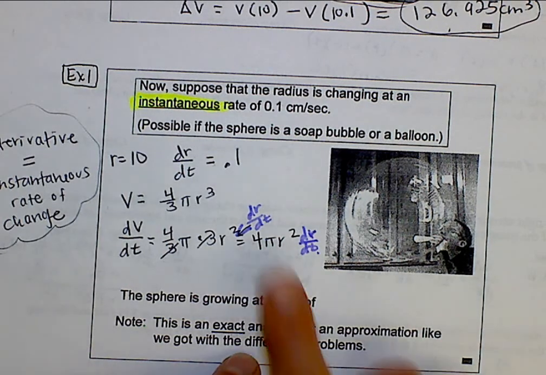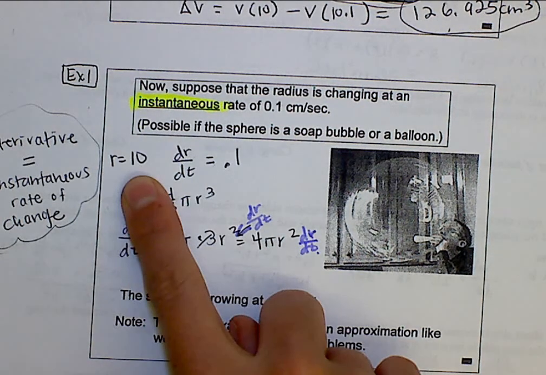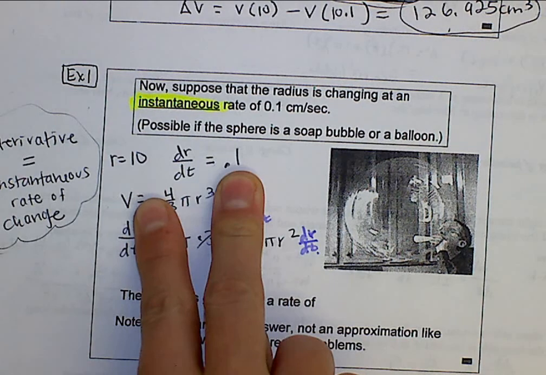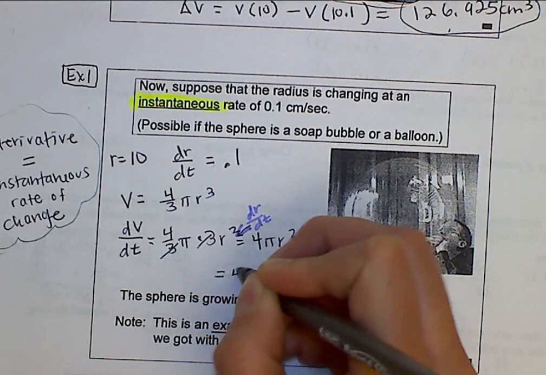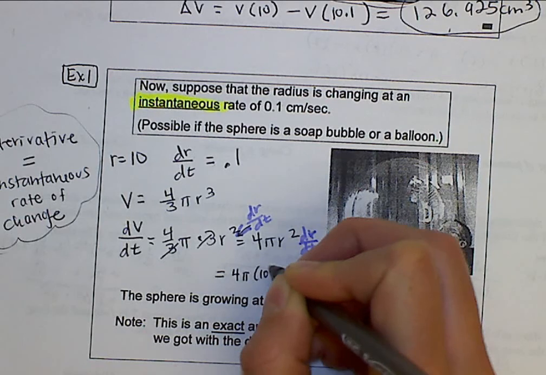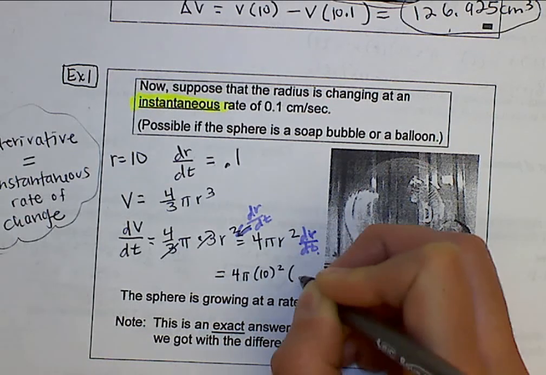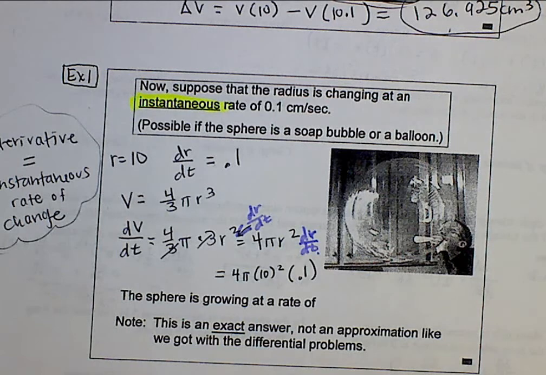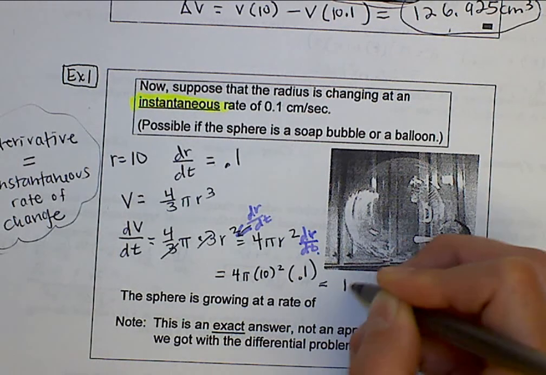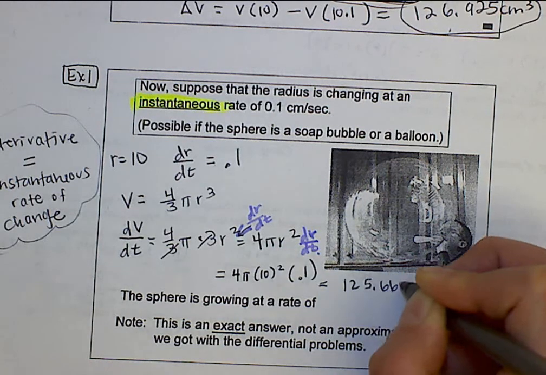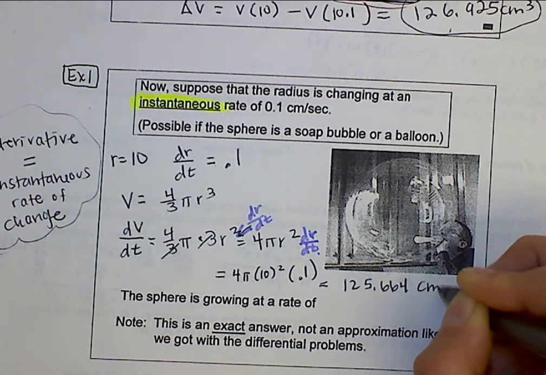Now we can plug in what we have for the radius and what we have for dr dt into this equation. So this will equal 4 pi 10 squared times 0.1. That ends up being 125.664 centimeters cubed.